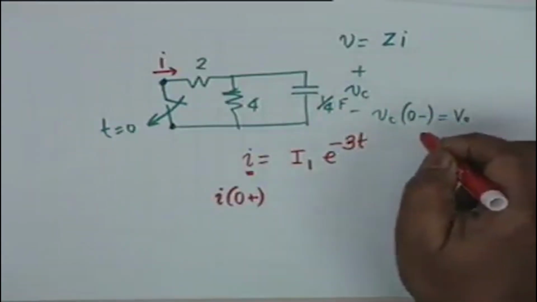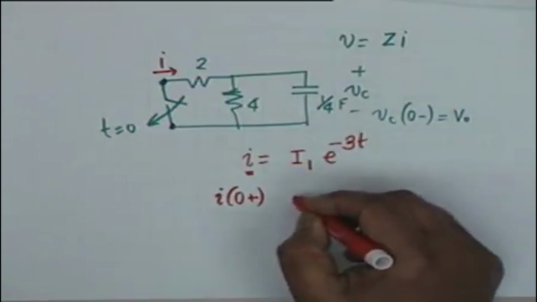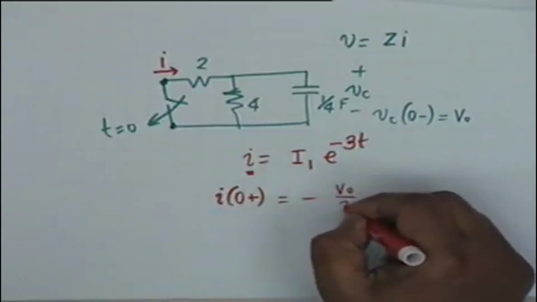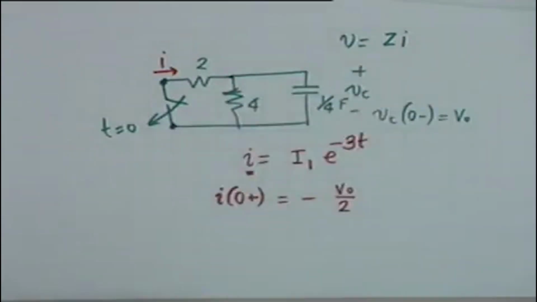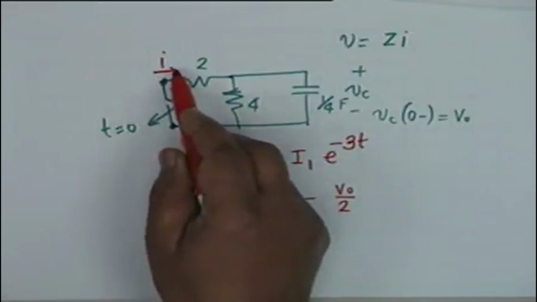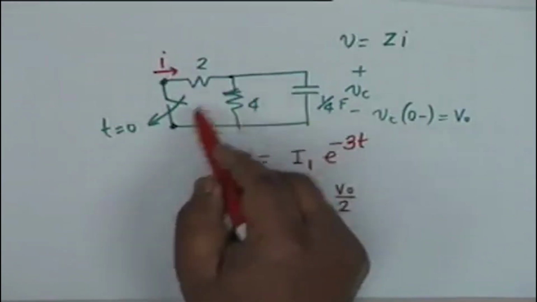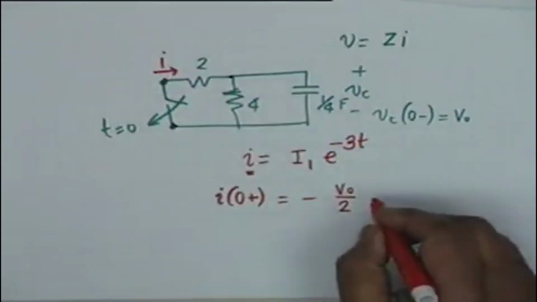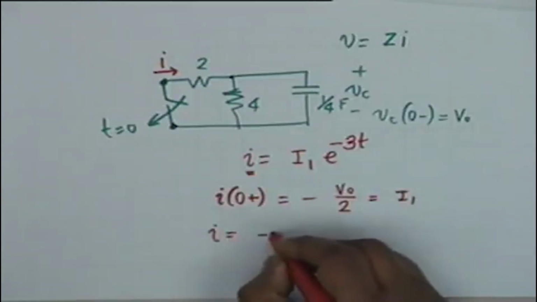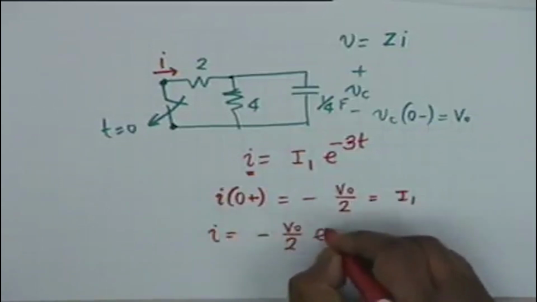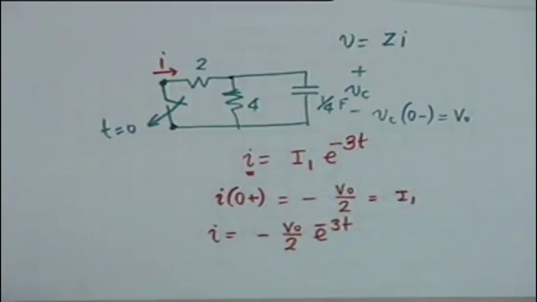It is minus V0 by 2. That is correct, because the voltage from here to here becomes V0, and the current is in this direction, assumed. So it must be minus V0 by 2, which means that this is equal to I1, and therefore I is equal to minus V0 by 2 e to the power minus 3t. I have not solved any differential equation.